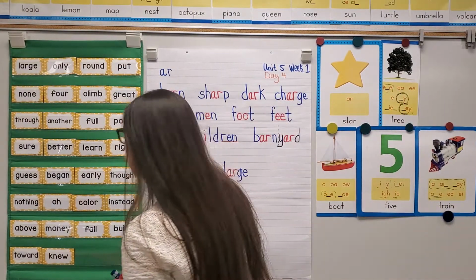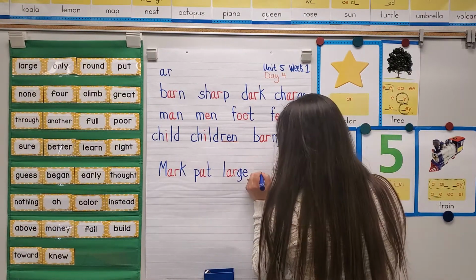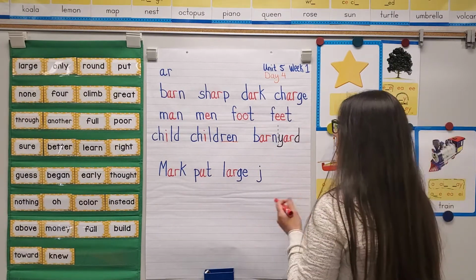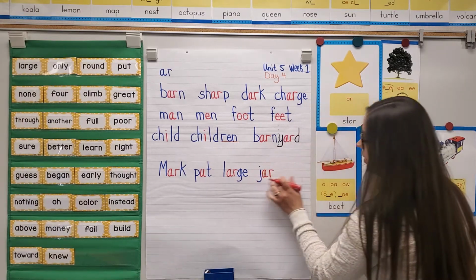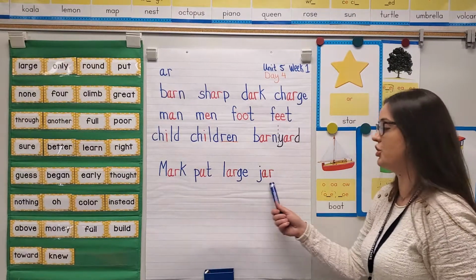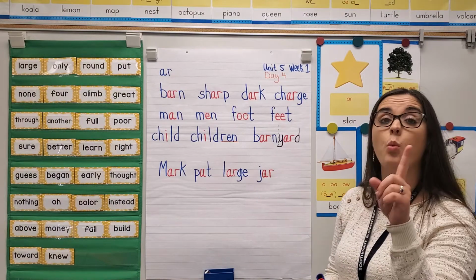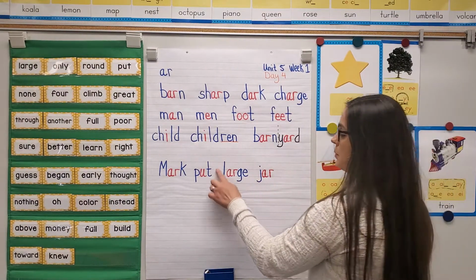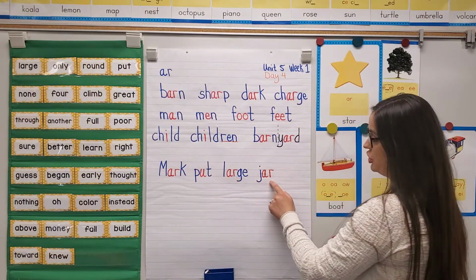Large. J, A-R, R. So Mark put large jar. That doesn't sound right because the word jar is just one jar. So if we were going to talk about just one jar, we would have to put an A here, the word A. Mark put a large jar.